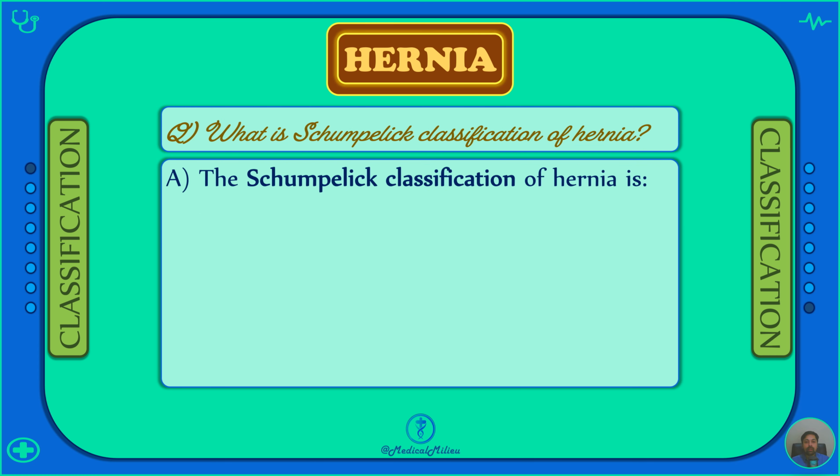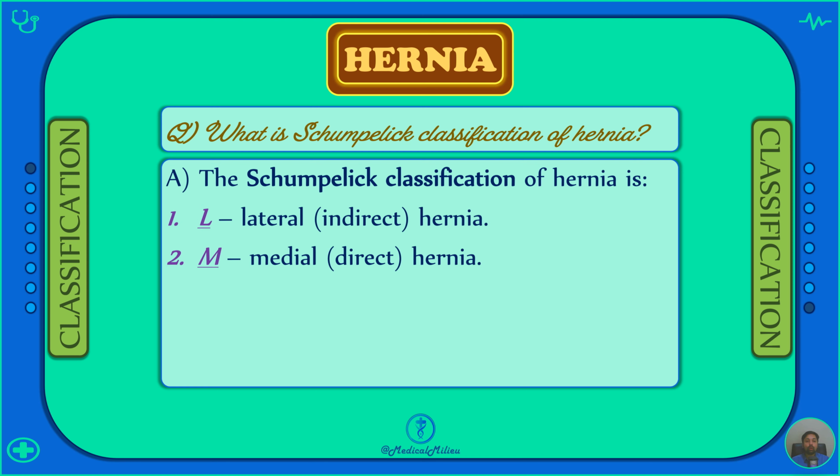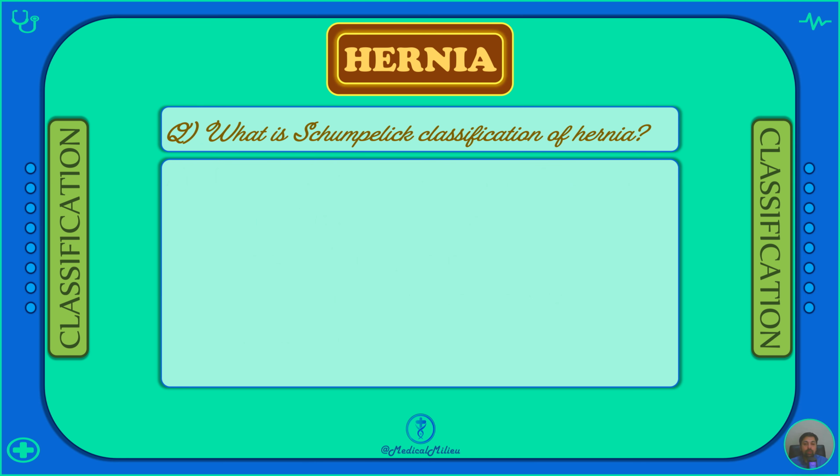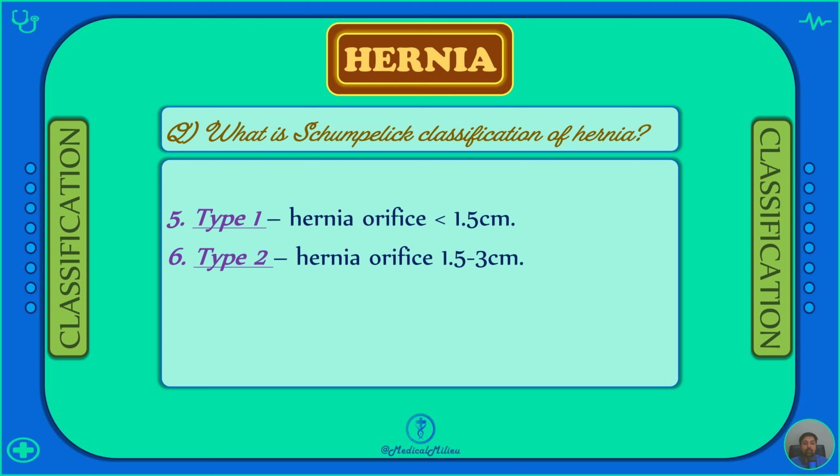The Schumpelick classification of hernia is L is lateral or indirect hernia, M is medial or direct hernia, MC is combined or pantaloon hernia, F is femoral hernia. Depending on the orifice size, type 1 is hernia orifice less than 1.5 cm, type 2 is hernia orifice of 1.5 to 3 cm, and type 3 is hernia orifice more than 3 cm.